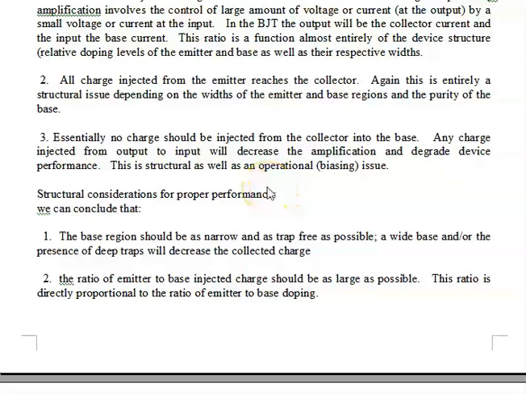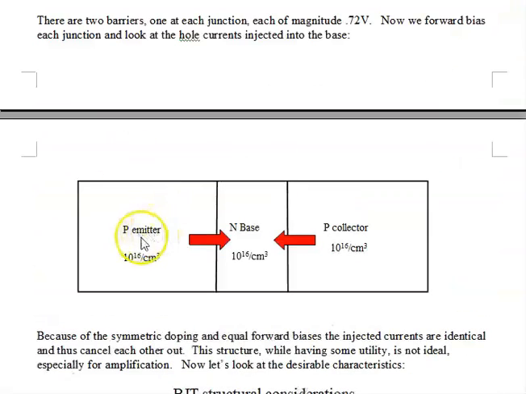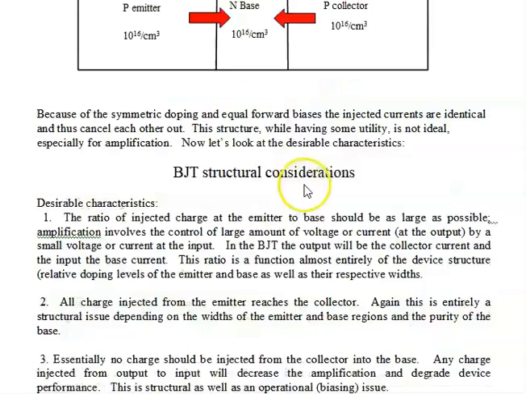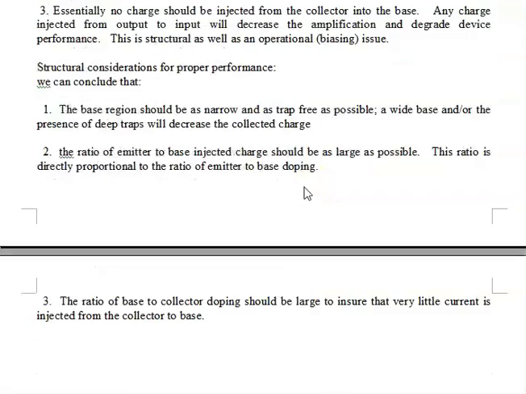And that again is a structural issue. We make the emitter highly doped, get lots of charge. We make the collector lightly doped. There's not much to inject. And we forward bias this junction, we reverse bias this junction. So it is a structural issue and a biasing issue.